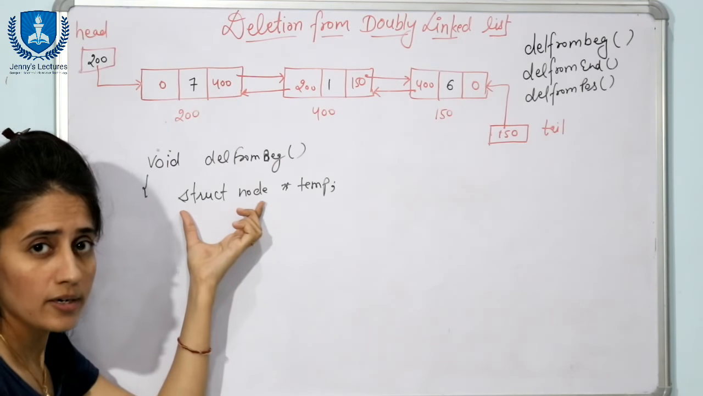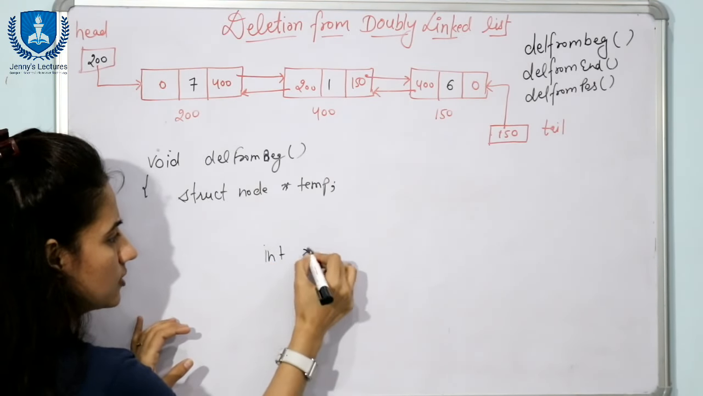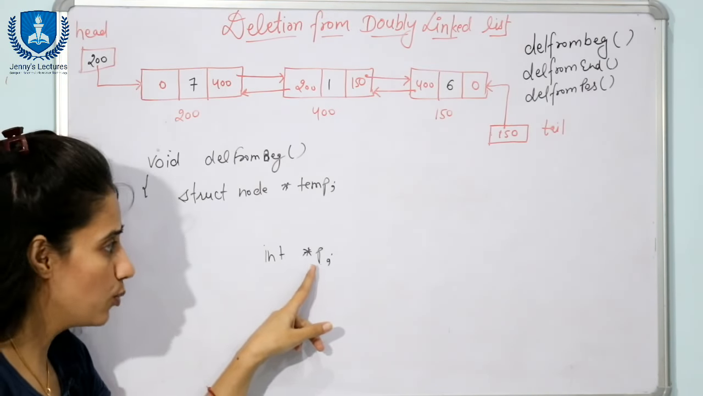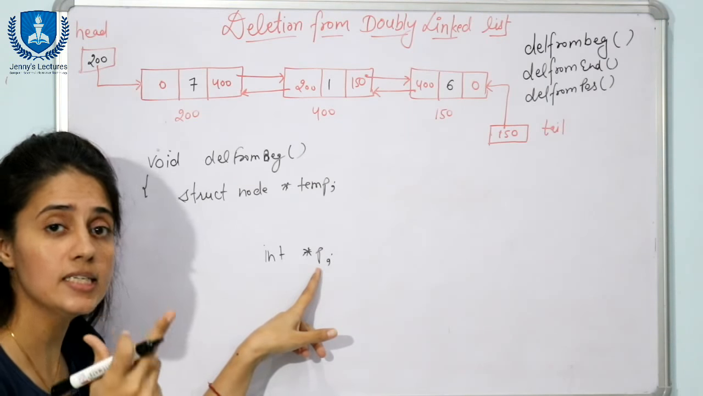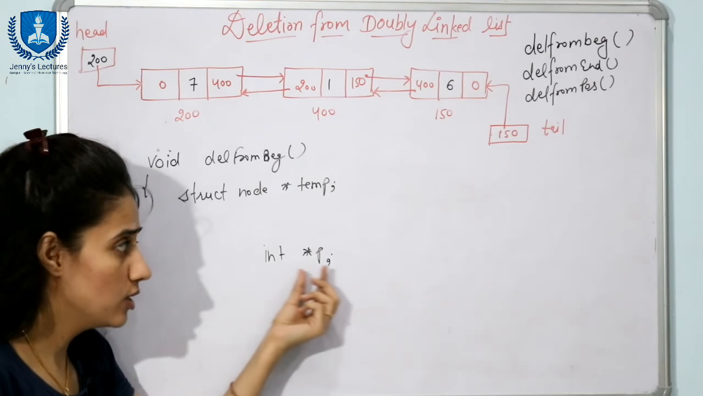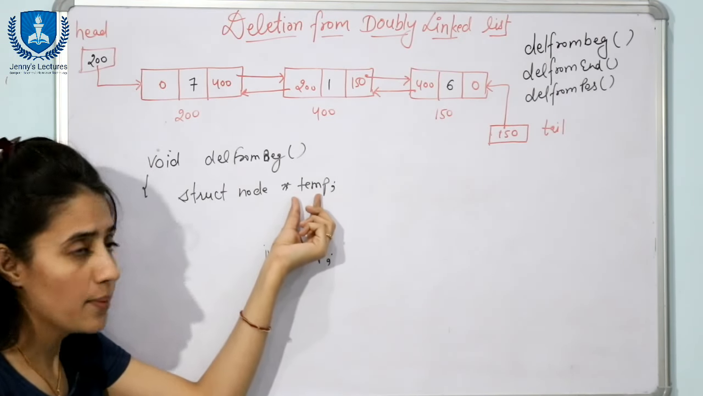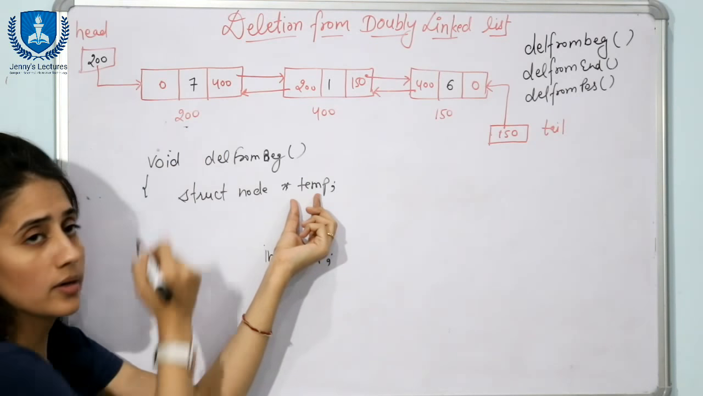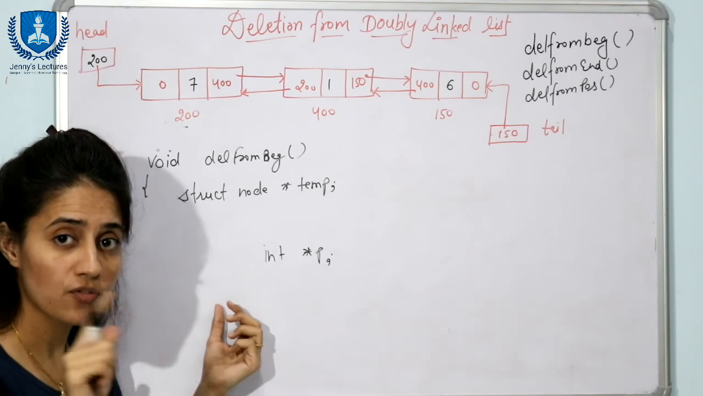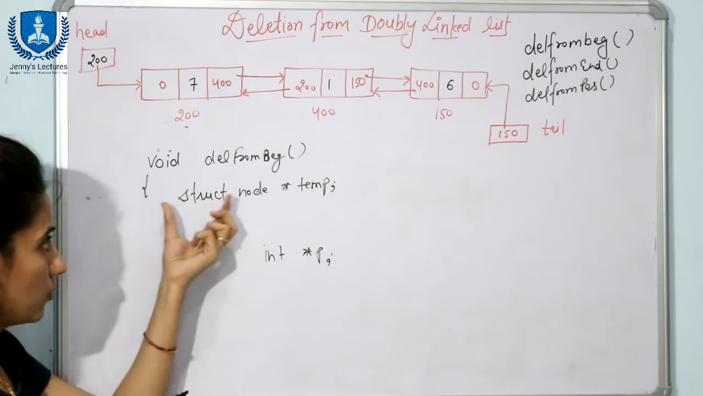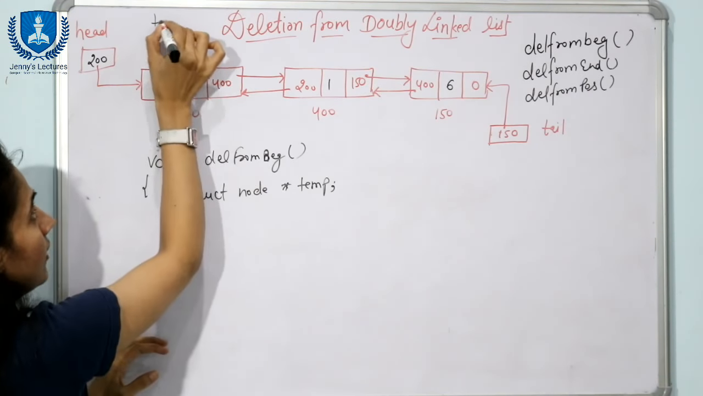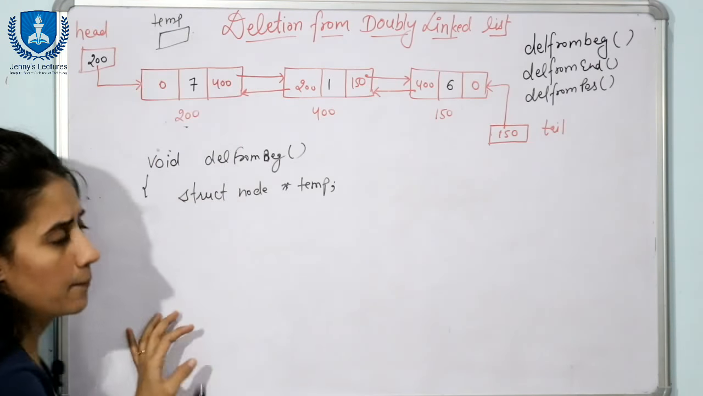Here, if I write int star p, it means p is a pointer to integer. It means this pointer is going to store the address of an integer variable. So here we always write the data type of the variable whose address this pointer is going to store. Now this temp is going to store this 200, the address of this node, and the type of this node, as we have already discussed, is our own data type, struct node. That is why I am taking struct node here. So now we have taken another pointer, temp.